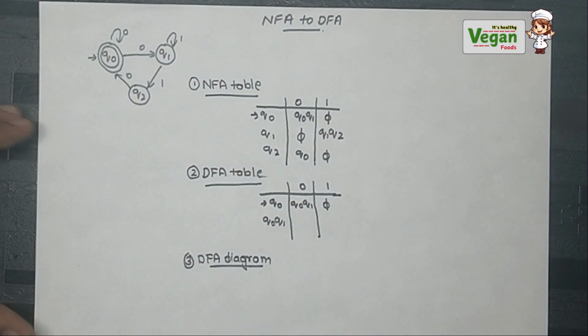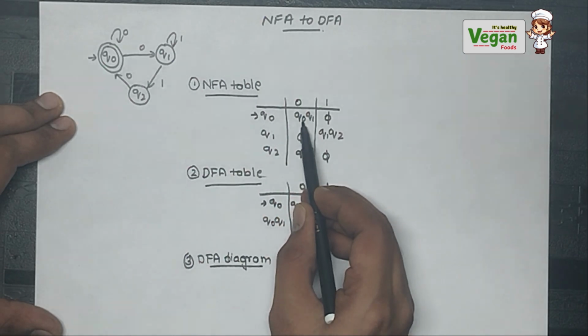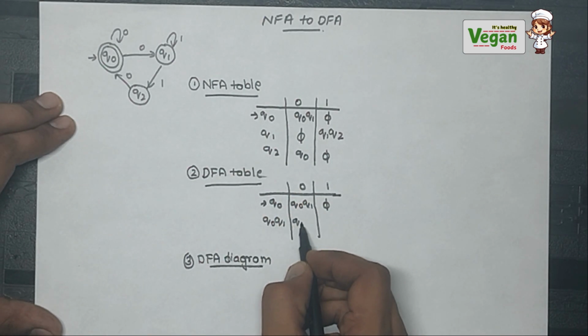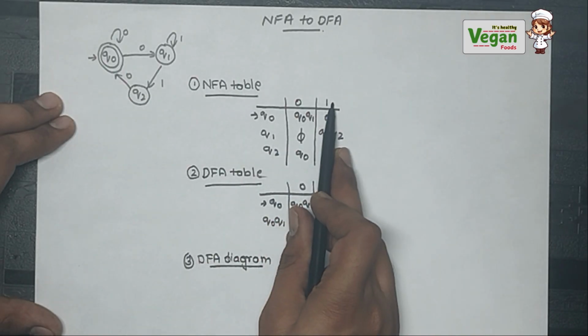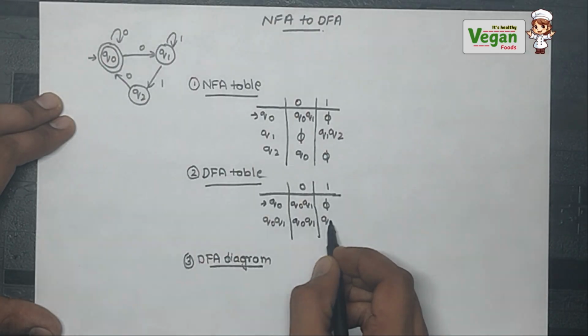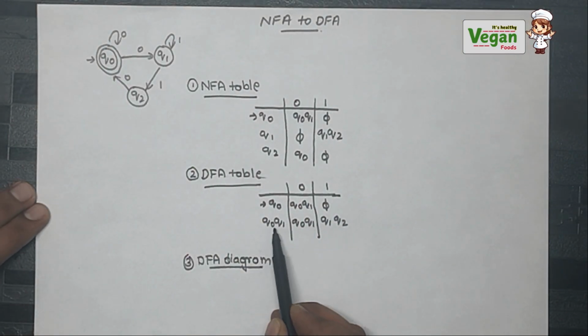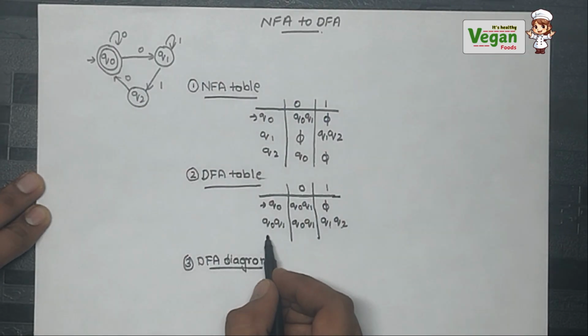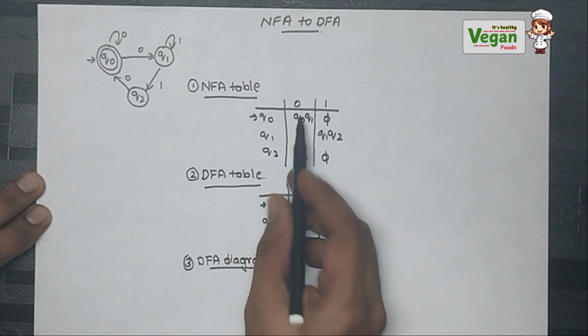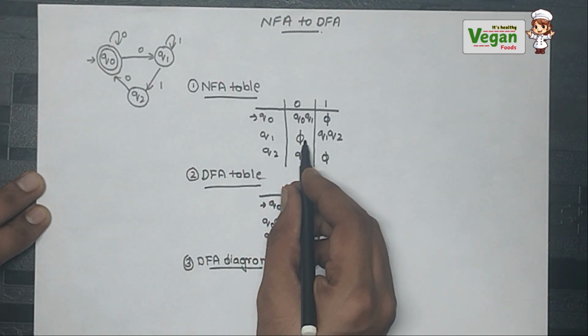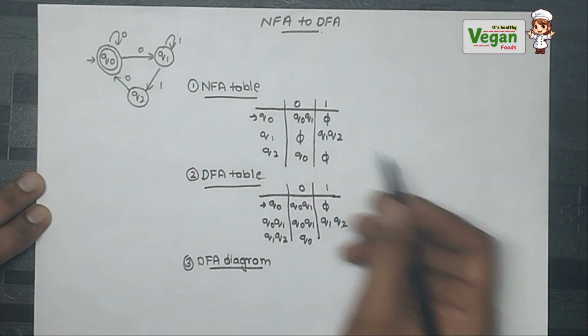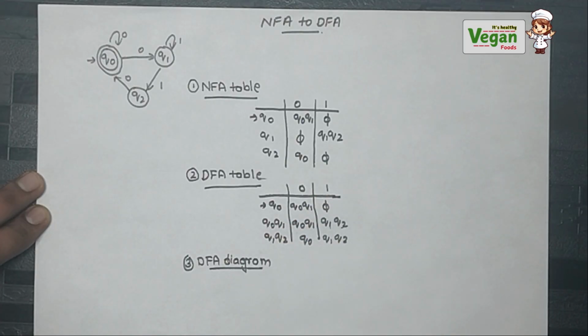Now using Q0, Q1, where can we go? If you see Q0 and Q1, for 0 it is going to Q0, Q1 and phi. You just write Q0, Q1. Next Q0, Q1, for 1 it is going to phi, Q1, Q2. Phi you don't want to write, Q1, Q2 you just write. Now Q0, Q1 is over. Next Q1, Q2. For 0 it is going to Q0, because you don't want to write phi. For 1 they are going to Q1, Q2 itself, because phi you don't want to write. Q0 is written, Q0, Q1 is also written, Q1, Q2 is also written. All the elements are done.